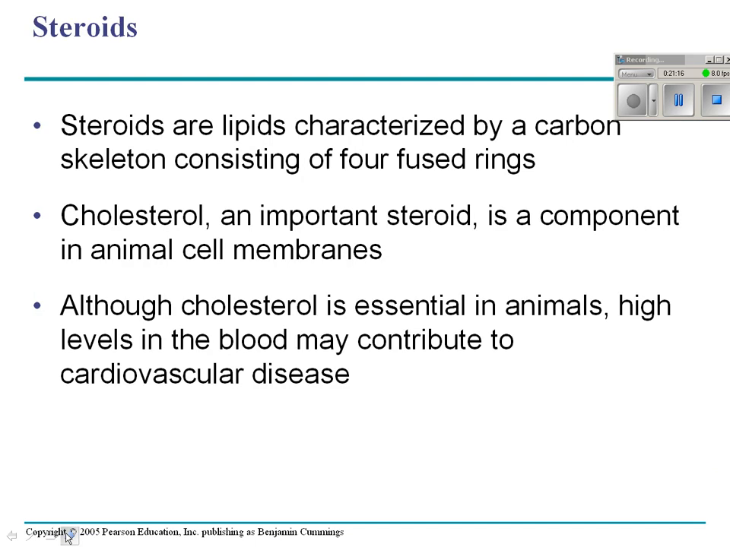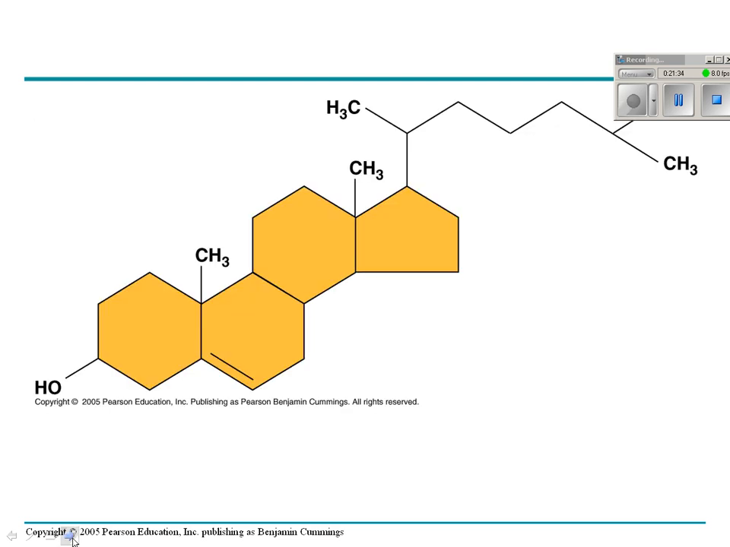Another kind of fat in humans is called steroids. Just so you know, cholesterol is a steroid fat. Hormones are steroid fats. Estrogen and progesterone specifically are steroids. All right? And a steroid fat is a very different structure.